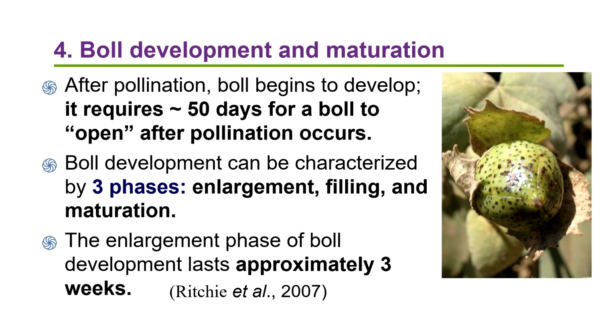Now, ball development and maturation. Number 4 stage of cotton crop. After pollination, the ball begins to develop. It requires about 50 days for a ball to open after pollination. So you can remember that after pollination, it will require about 50 days to mature. This ball maturation will happen after 50 days of pollination.